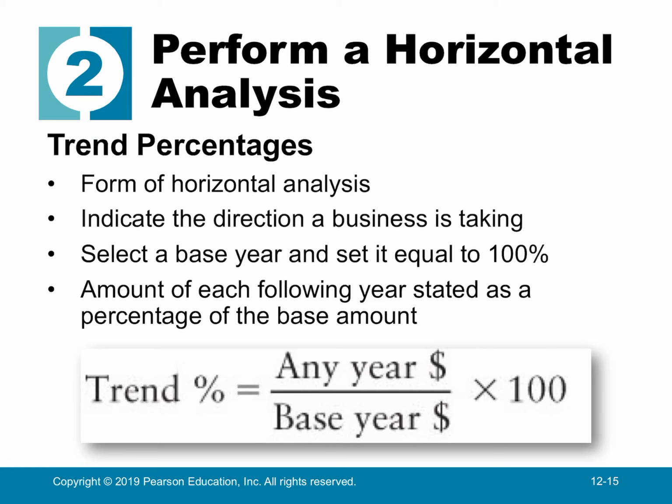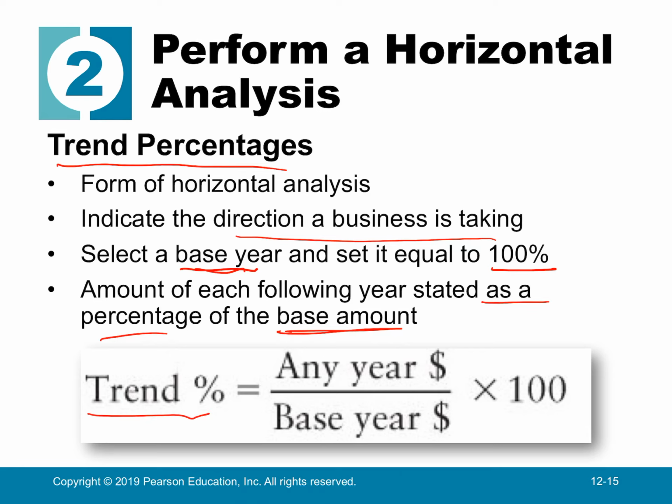Another form of horizontal analysis is a trend percentage, okay? It gives us a good idea of the direction that a business is taking. In this case, I select a base year and make that base year equal to 100%. And then I compare all other years as a percentage of the base year amount, right? So here's the trend percentage: it's the dollar amount of any year. So it's not the change, it's the actual dollar amount divided by the dollar amount in the base year times 100. So let's look at an example of this.